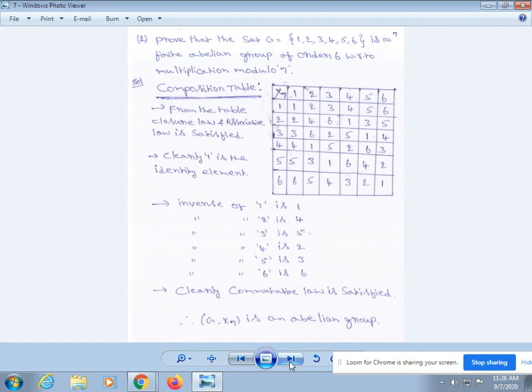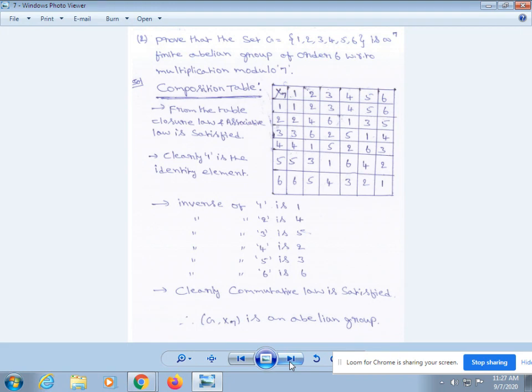1 into 1 multiplication modulo 7 equals 1. In the same way, 1 into 2 multiplication modulo 7 equals 2. 1 into 3 multiplication modulo 7 is also 3. 1 into 4 is also 4. 1 into 5 is also 5. 1 into 6 is 6. Next, in the second row, we observe 2 1 are 2, the same number. Next, 2 2 are 4, 2 3 are 6.